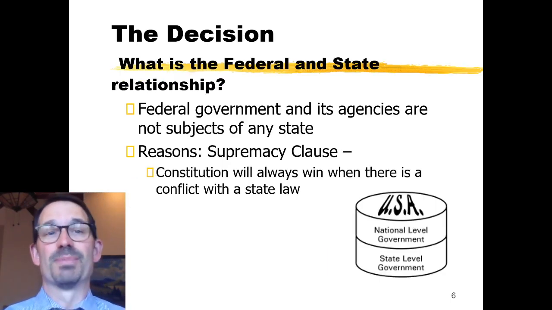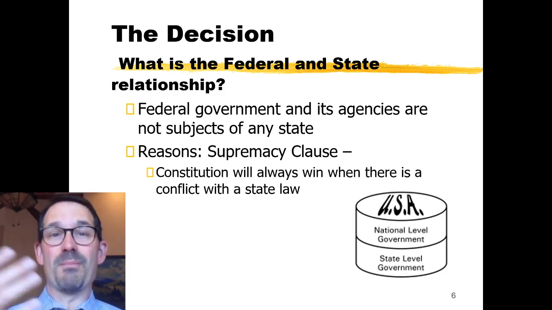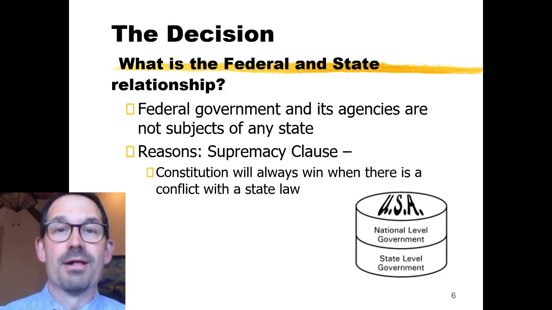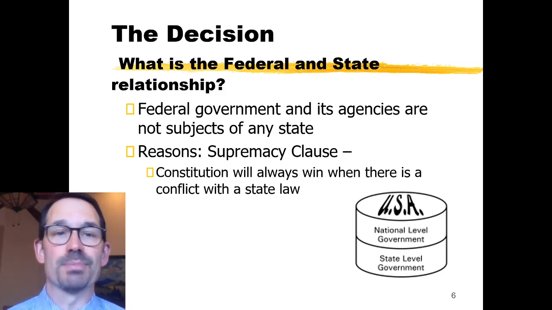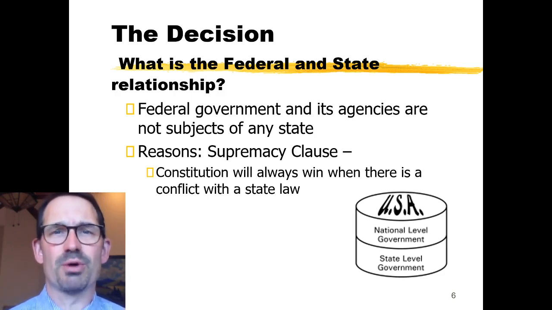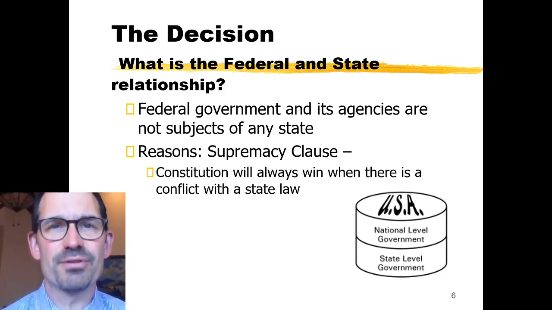Second question, what's the federal-state relationship? Here's the supremacy clause part, because remember, Maryland tried to tax the bank. They were angry. They didn't like the competition in the state. So what's the federal-state relationship? Federal governments and agencies are not subjects of any state. The only time you ever heard this word subject was in world history 2 years ago with Harrington, right? This idea that subjects have to listen to the person that's above them, right? In this case, federal government's never the subject of a state.